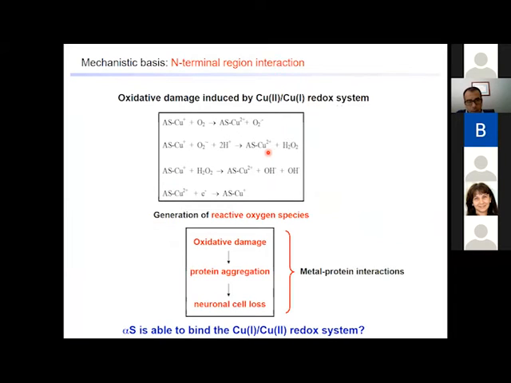So the next step was, okay, what would be the mechanism? It could be mediated by oxidative damage, protein aggregation, and neuronal cell death. That is one of the potential mechanisms by which metal ions are involved in neurodegeneration. Or it could be a consequence of a direct interaction between copper and the protein, and a transition triggered by the interaction towards a structure that is more prone to aggregate.